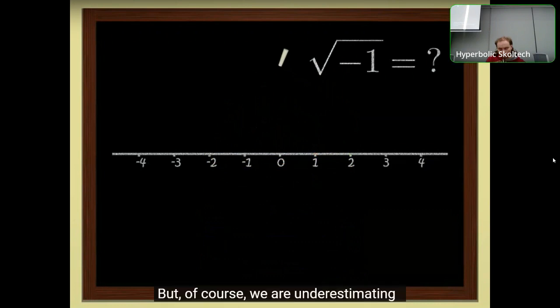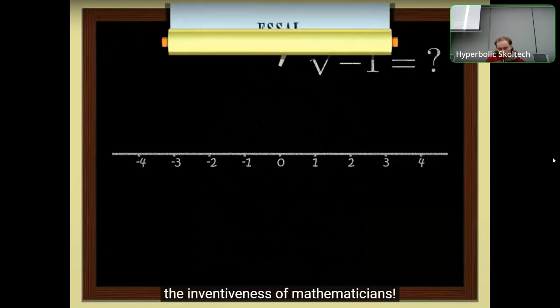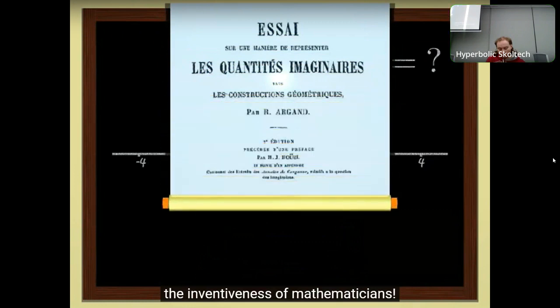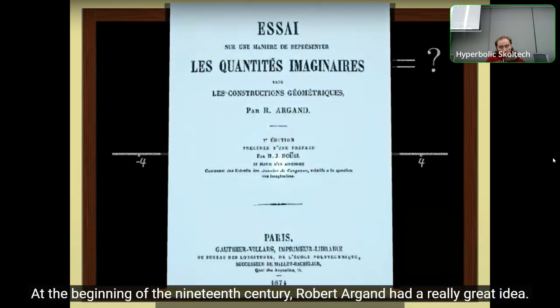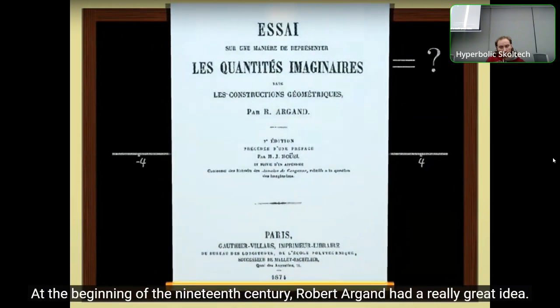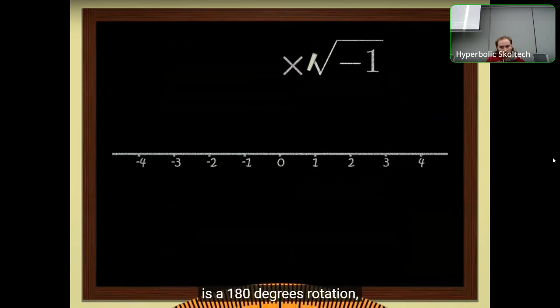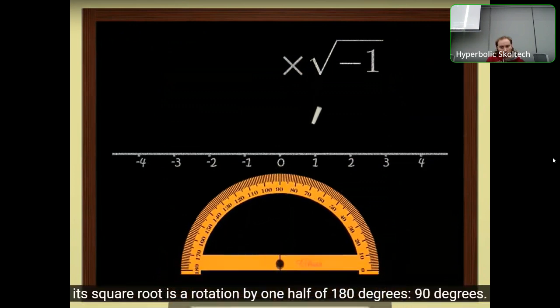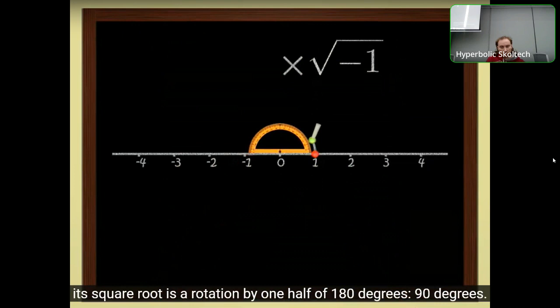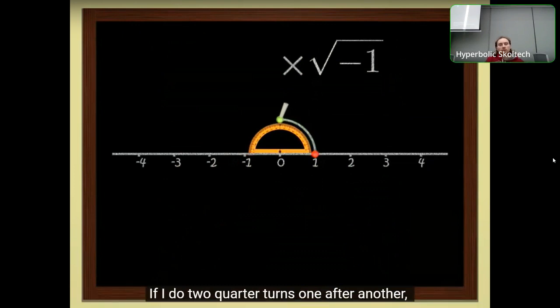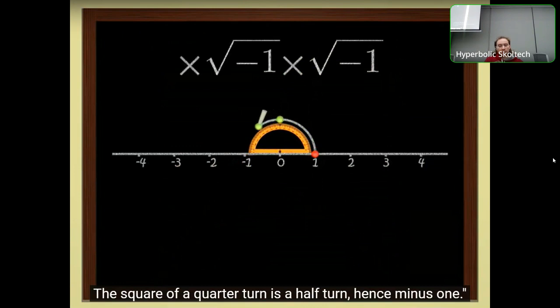But of course, we are underestimating the inventiveness of mathematicians. At the beginning of the 19th century, Robert Argand had a really great idea. He said to himself, since multiplying by -1 is a 180-degree rotation, its square root is a rotation by 1/2 of 180 degrees, 90 degrees. If I do 2 quarter turns, one after another, I end up doing a half turn. The square of a quarter turn is a half turn, hence -1. It's easy when you know how.